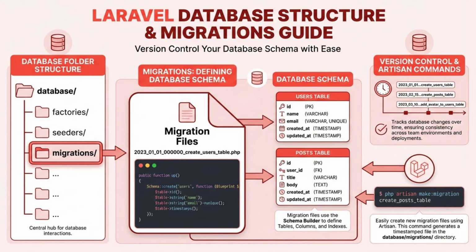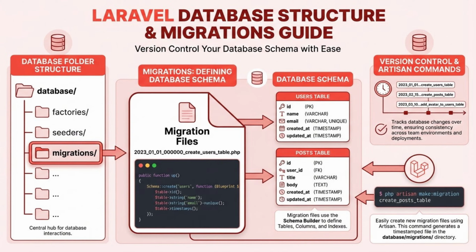You then describe the columns, data types, and relationships inside that file using Laravel's schema builder. For example, defining a posts table might include fields like ID, user ID, title, body, and timestamps, along with foreign keys linking posts back to users. Once your migrations are ready, running php artisan migrate executes them in sequence, creating or modifying tables exactly as defined.